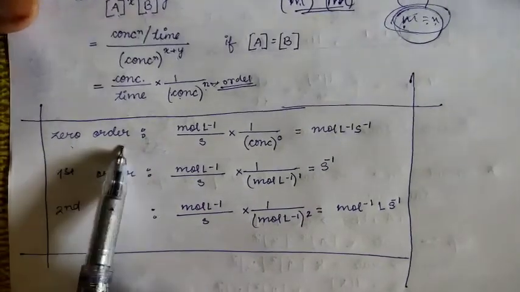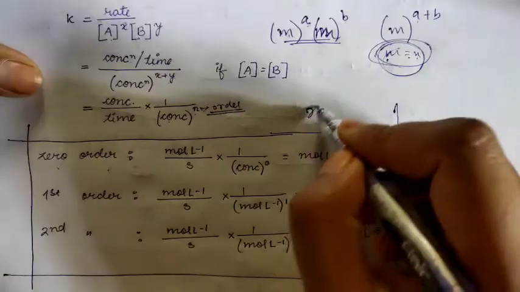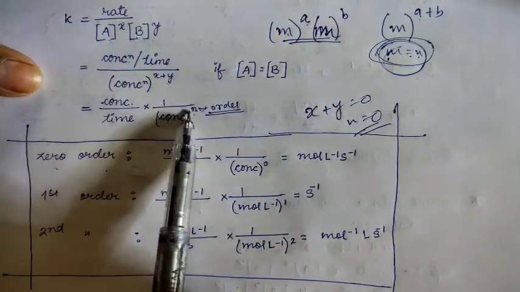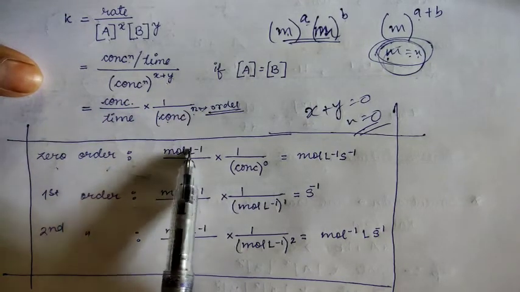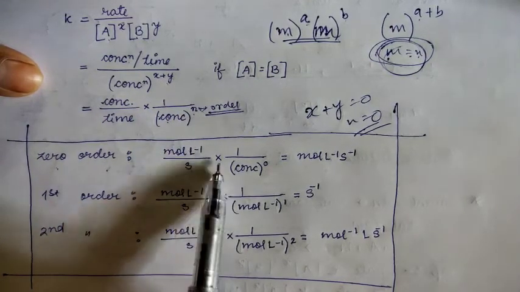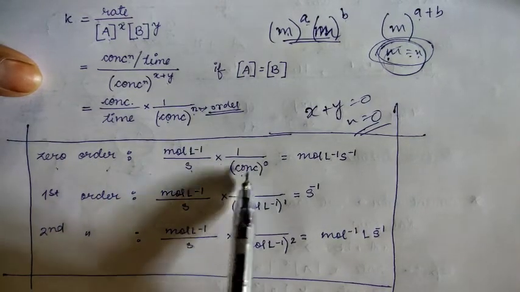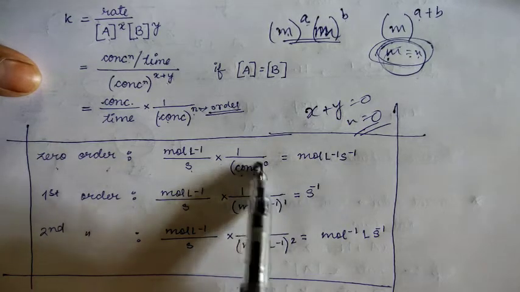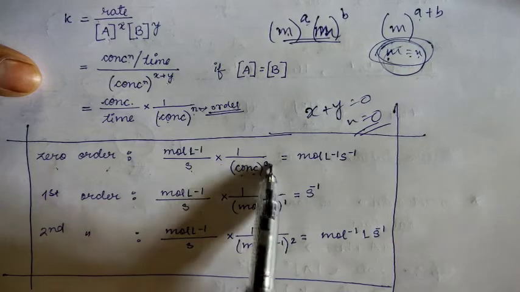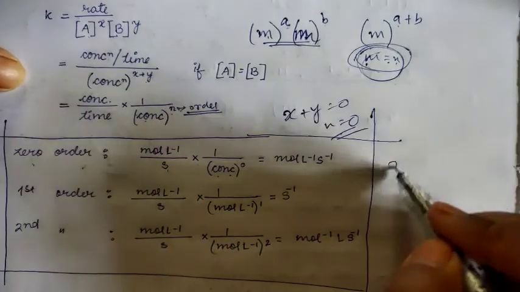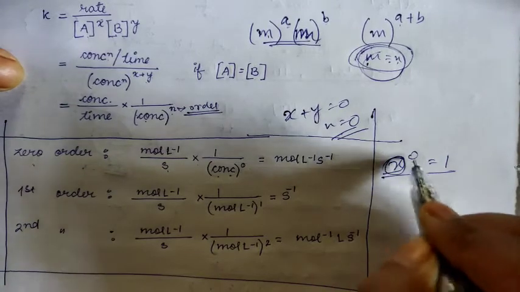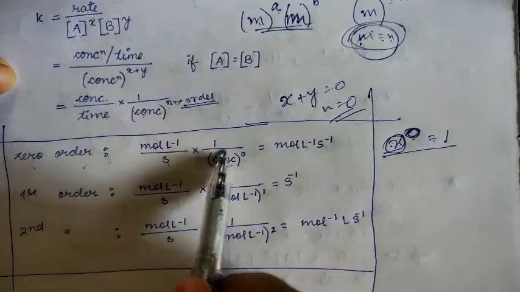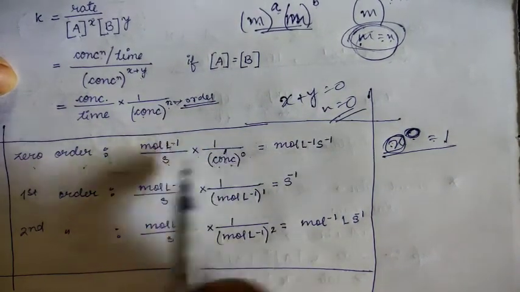Let us consider zero order, means the order is 0. Order is 0 means x plus y is 0, n equal to 0. So we can put the 0 here. What we will get? Concentration by time means mole per liter per second, into 1 by mole per liter to the power 0. Clear? Anything to the power 0 is equal to 1. Any number to the power 0 is equal to 1. So this will become 1, and what is left? Mole per liter per second.